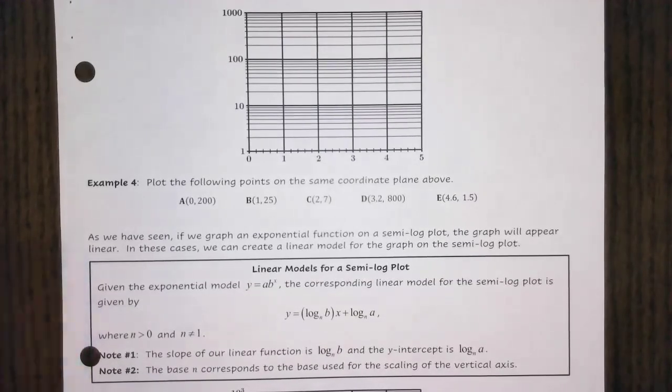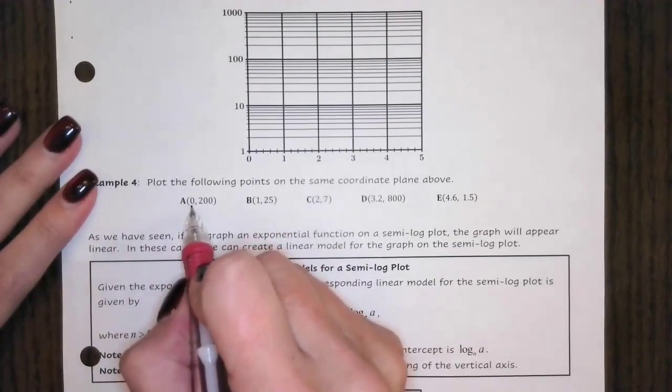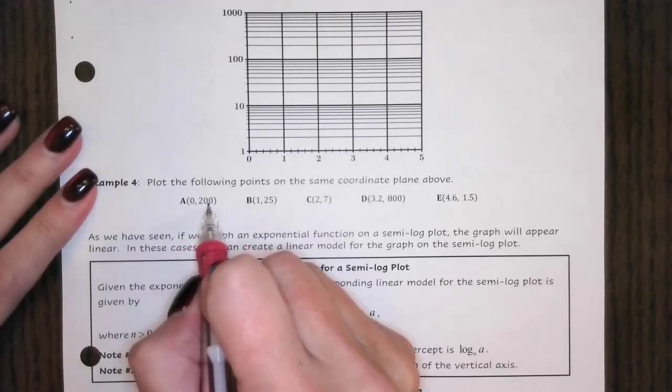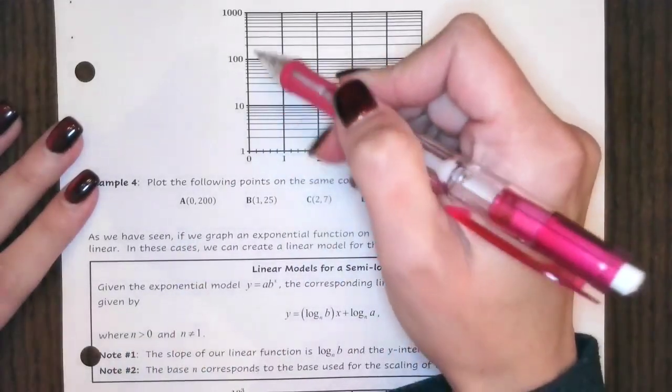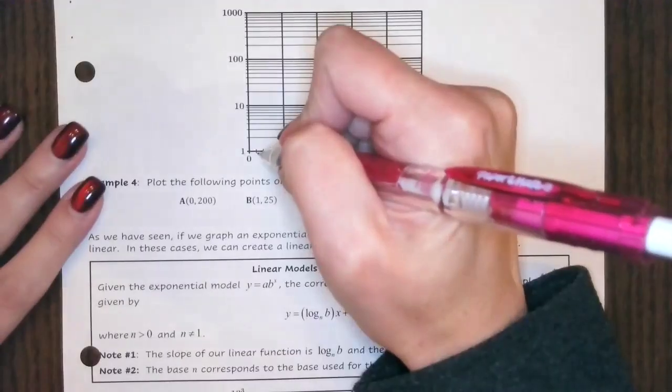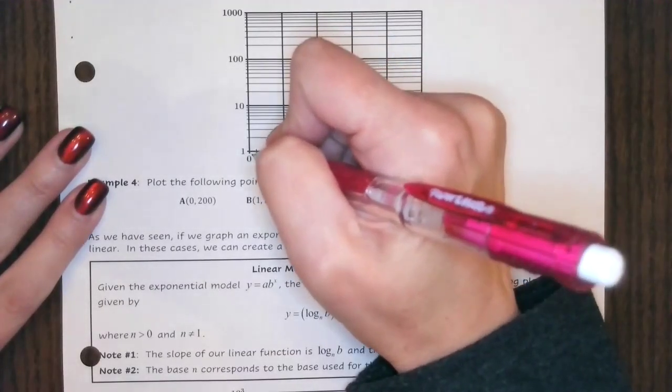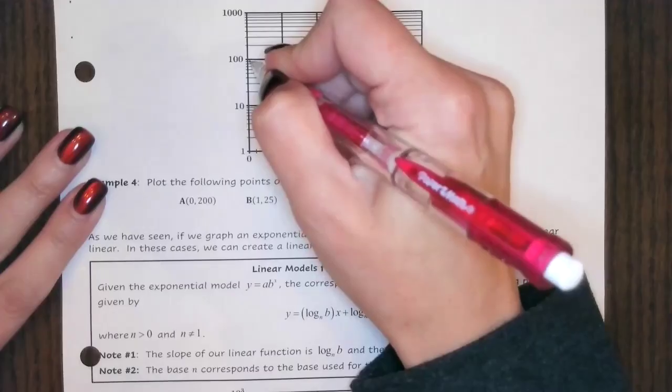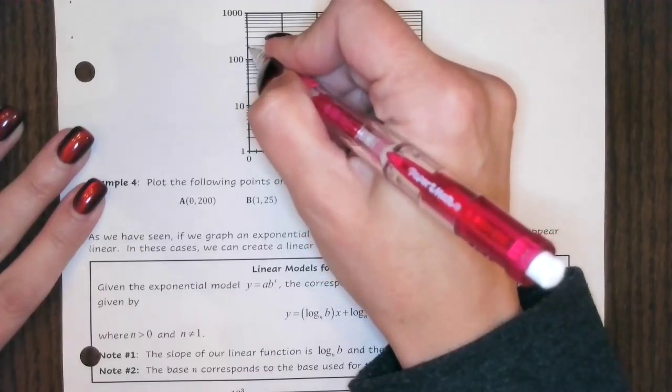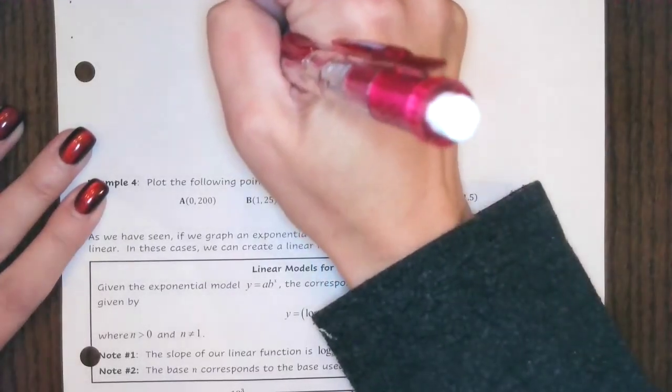For our last couple examples here, we're going to actually plot the points ourselves. So in this case, this is my X value, this is my Y value. Again, this is scaled logarithmically. So my first one is 0 and 200. And so 0 is right here. This is 10, this is 100. And so the next line would be 200. So this point would be right here.